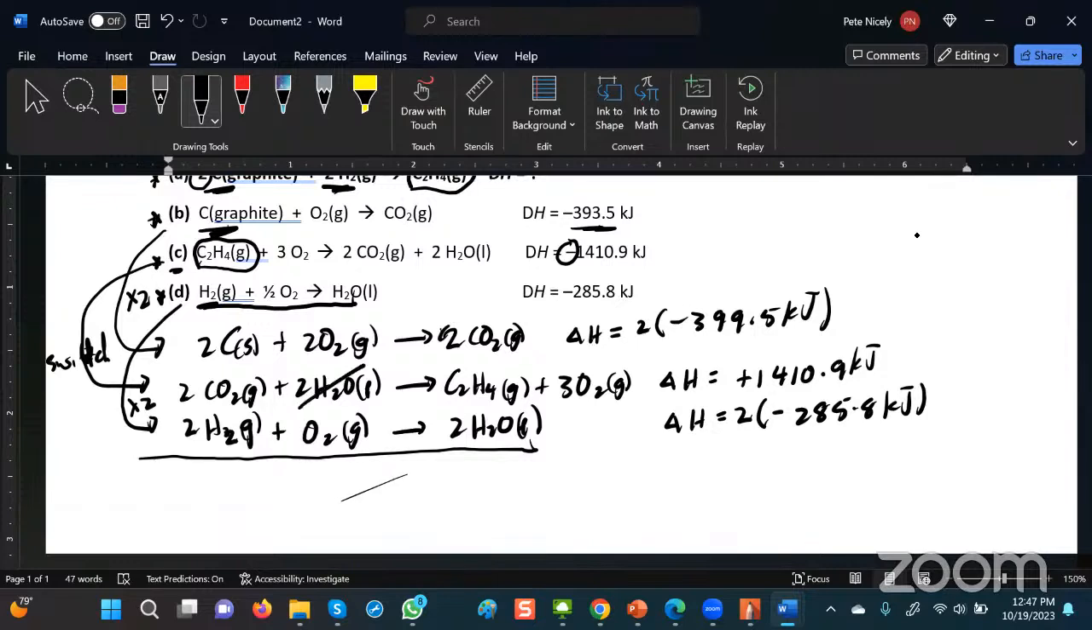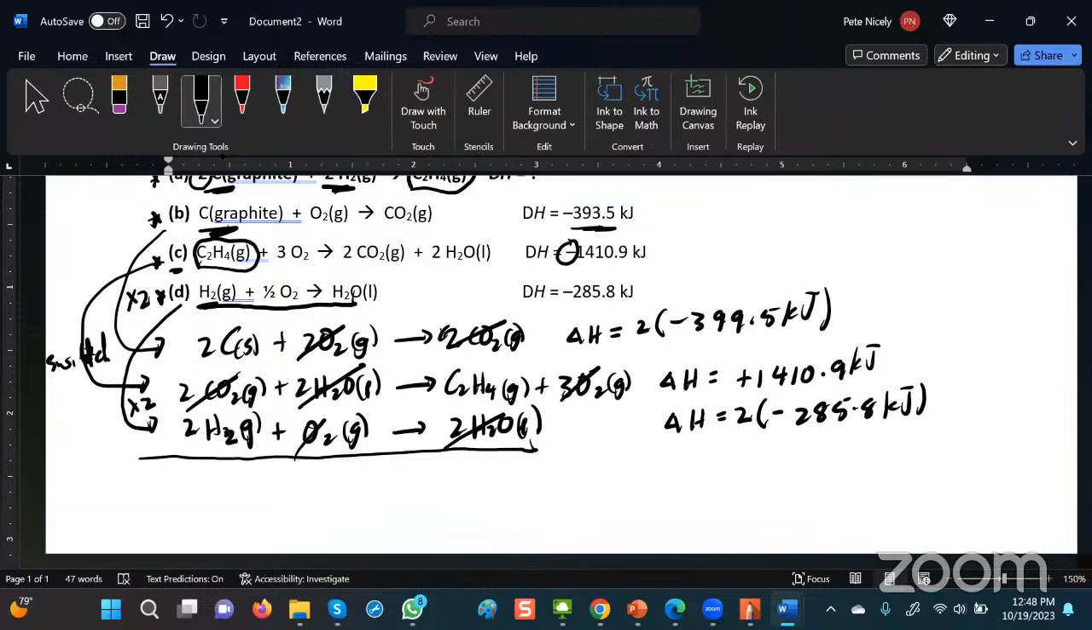These 2 water molecules here would cancel out with those 2 here. Anything else? The 2 CO2s. Somebody in Zoom says the 2 carbon dioxides here and here. Anything else? All the oxygens will cancel out as well, because on this side we have 2 plus 1, 3, which will cancel out with the 3 oxygens here.